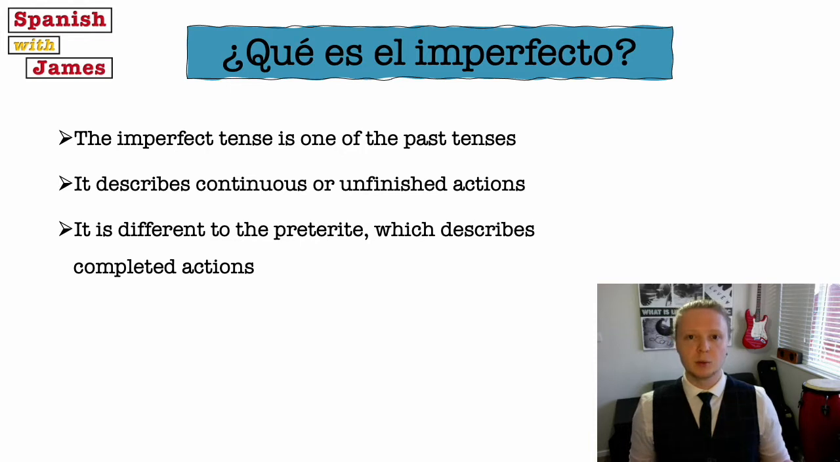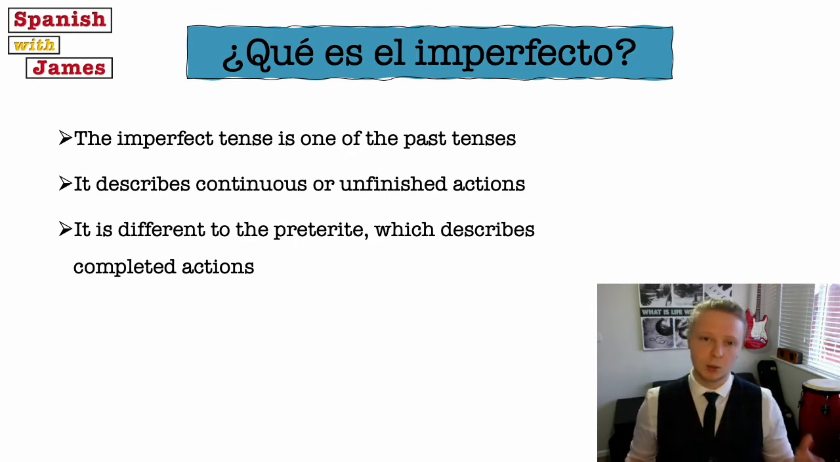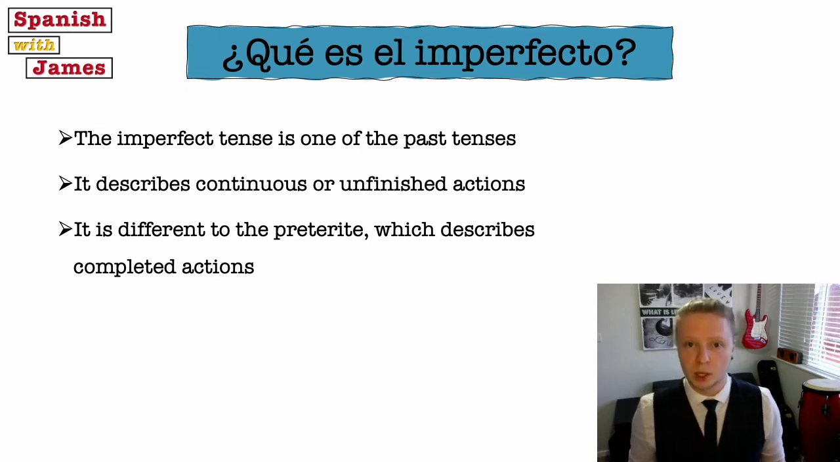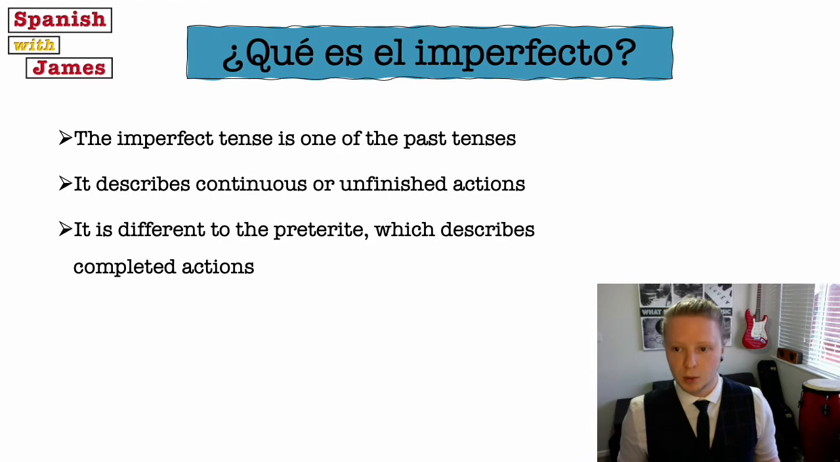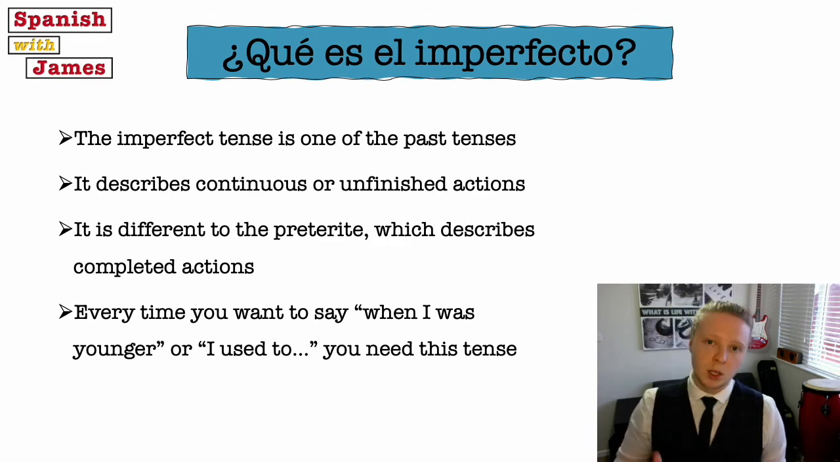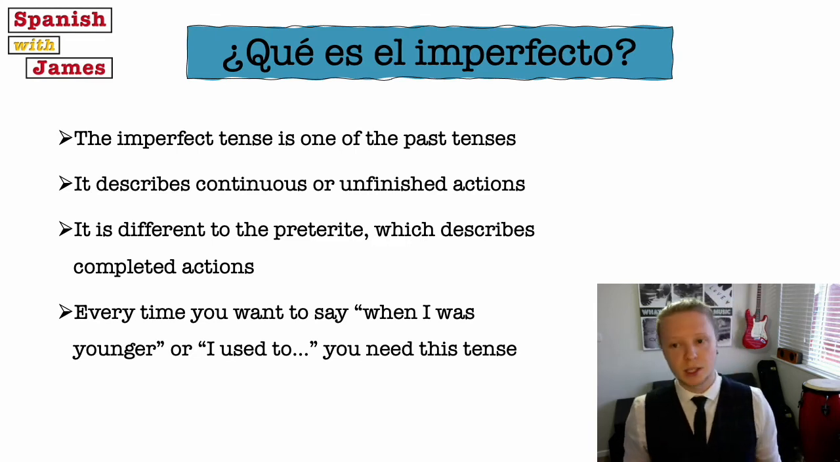The imperfect would be like yesterday I was going to the beach, or while I was going to the beach, this other thing happened, or it's used for habitual actions, so things that happened over and over again over a prolonged period in time, like when I was younger, I used to go to the beach a lot. So every time you want to express an idea like when I was younger, or I used to do this, or this used to happen, you're most likely going to need the imperfect tense to do that.